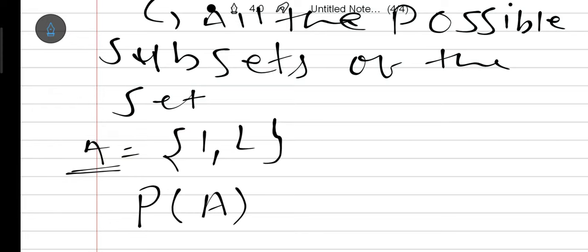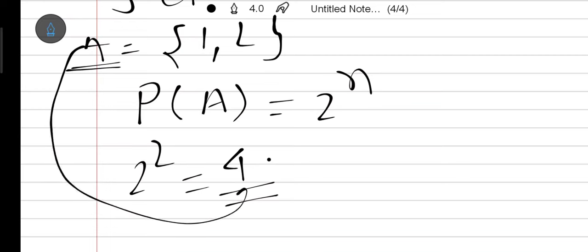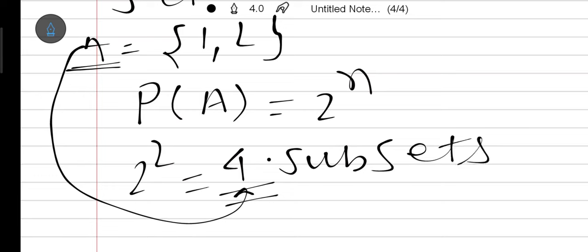The formula to find the number of elements of the power set is 2 to the power n, where n is the number of elements. So if we have to find the number of elements in the power set of this A, that will be 2 squared, which is equal to 4. So there will be 4 subsets of set A.